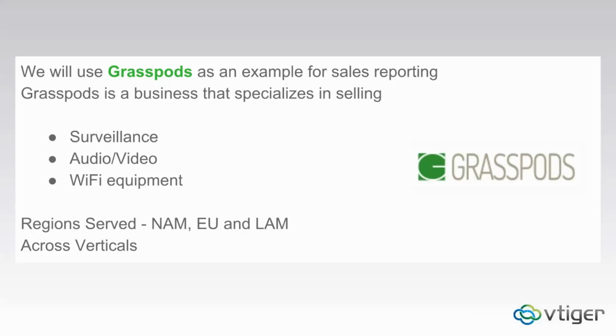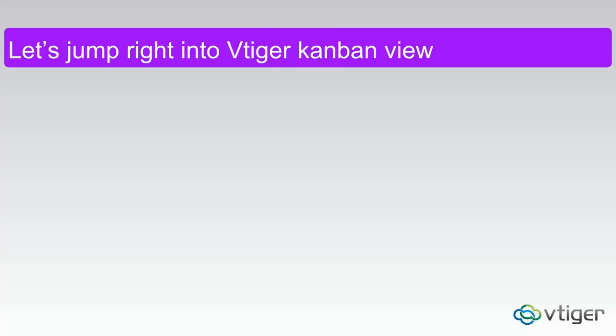So for this use case, we will use a business called GrassPods. GrassPods specializes in selling surveillance, audio, video, and Wi-Fi equipment to businesses. They serve North America, EU, and Latin America, and they serve all verticals. So this is the business that we are going to use, that is using Vtiger sales reporting capability. Okay, so let's jump into Vtiger.